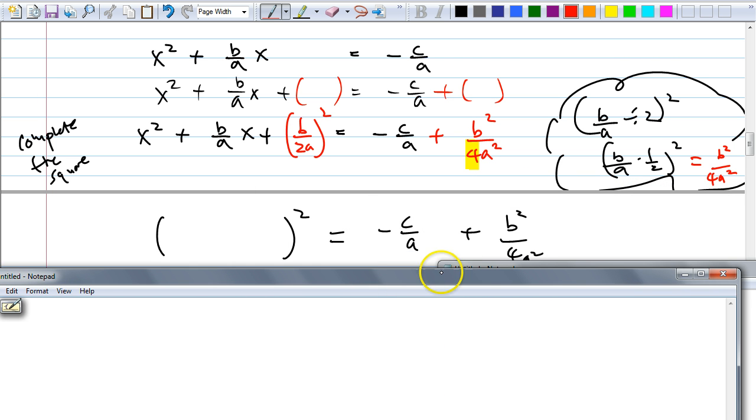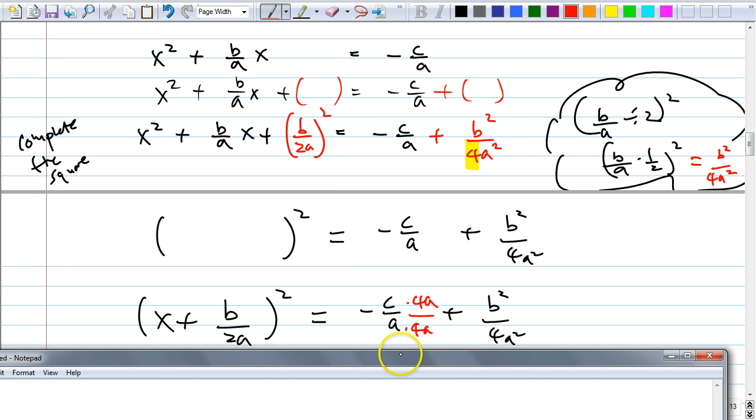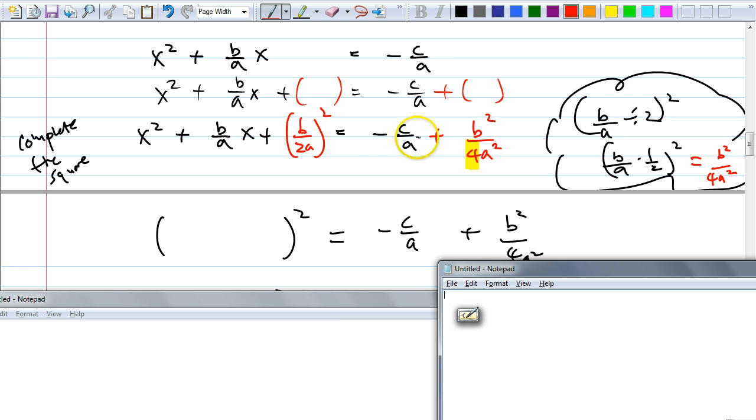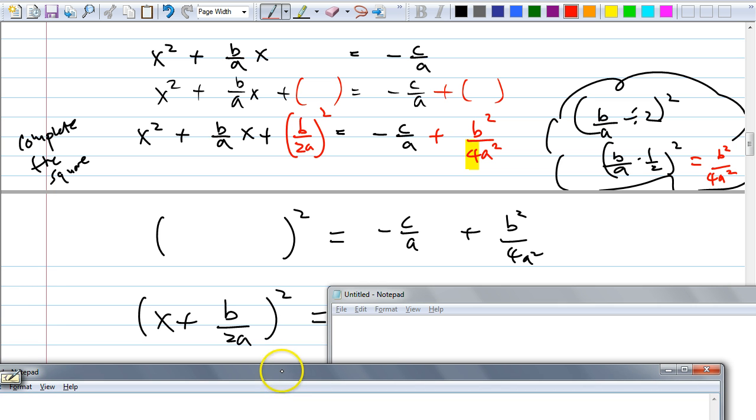You're going to have something squared, right? So you're exactly right. Let me try to hide the answer. Oops, sorry. There you go. Isn't this simply x plus b over 2a, squared?